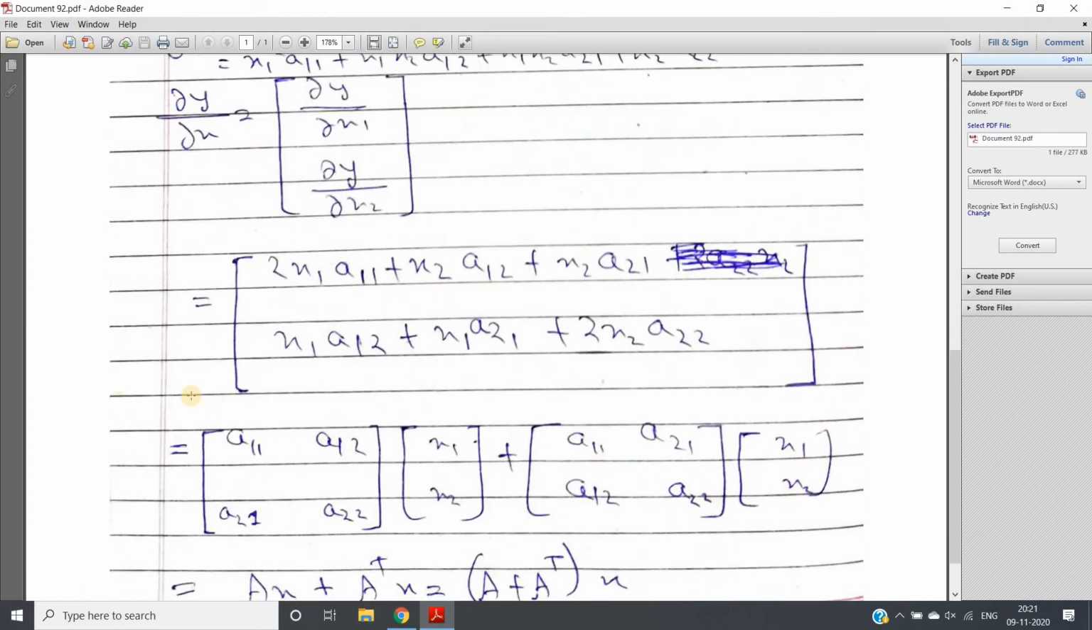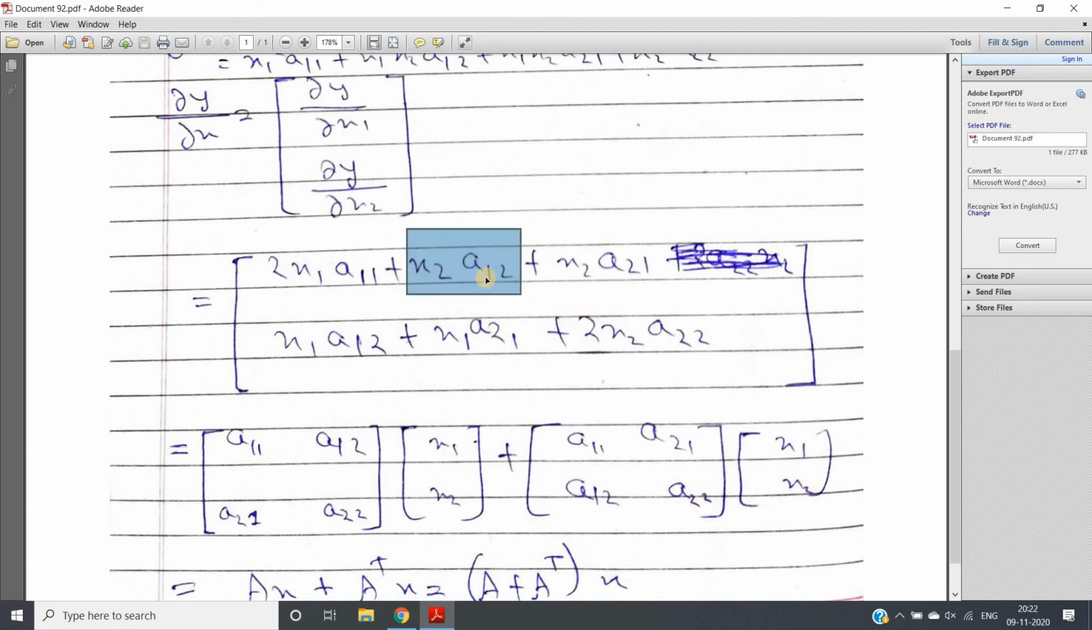Now we can simply rearrange this del y del x like this. Okay, you can just cross verify. If you do multiplication, a11 multiplied by x1 plus a12 multiplied by x2. Here also a11 multiplied by x1. Here a21 multiplied by x2. So what is the first term here? 2x1 a11 plus x2 a12 plus x2 a21, right? Two different terms of x1 a11 we should get, and after calculation we are getting that, because here a11 x1 we are getting once, and similarly here a11 x1 we are getting once, right?